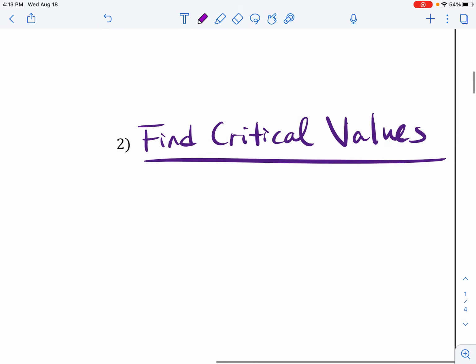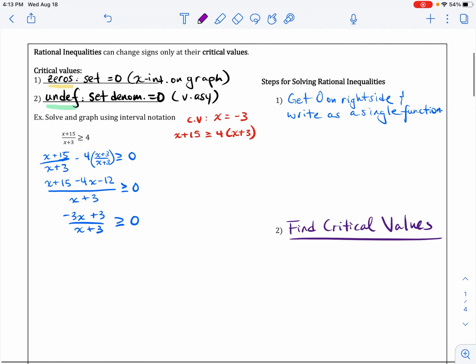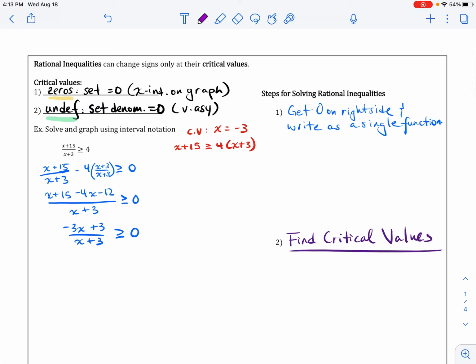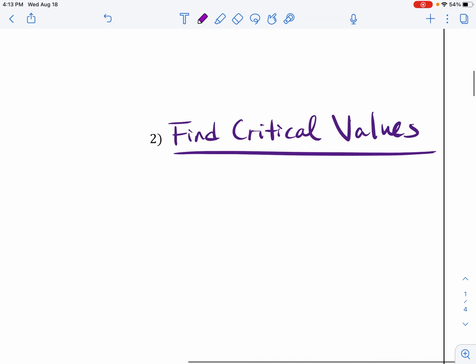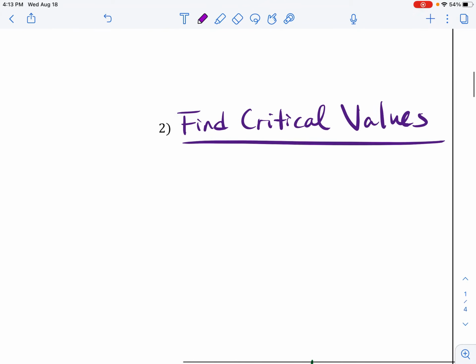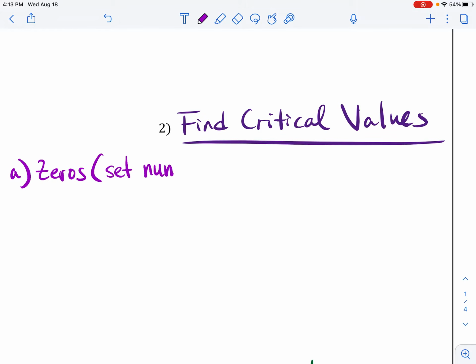And remember, there are now two types of critical values that we want to find. So as we see here, the first are the zeros, and the second are where the function is undefined. So let's go ahead and do that. So we're going to find the critical values here. The first one are the zeros. And we're going to find that by setting our numerator, and I'll just write NUM, our numerator equal to 0.